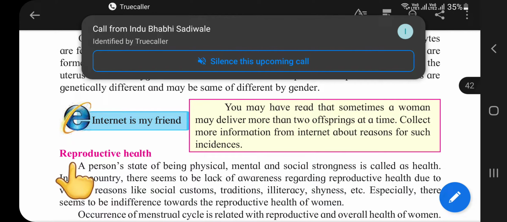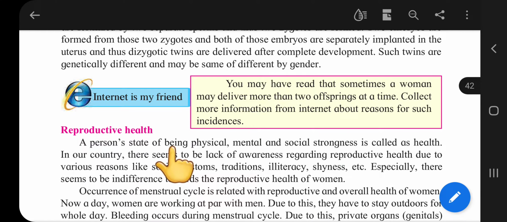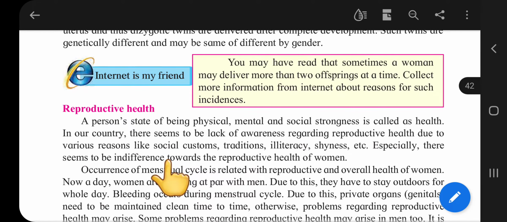Next is reproductive health. A person's state of being physically, mentally and socially strong is called health. In our country, there seems to be a lack of awareness regarding reproductive health due to various reasons like social customs, traditions, illiteracy, shyness, etc. Especially there seems to be indifference towards the reproductive health of women.